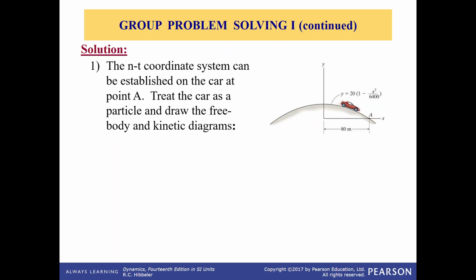Okay, this is the solution. First, the n-t coordinate system can be established on the car at point A. You need to identify which is the n and t coordinate first. If you see here, this is my particle traveling at A, and I would say that this is my curve. The n, or normal direction, like we said before, is always positive, pointing towards the center of curvature. So this will be my positive direction in the n coordinate system.